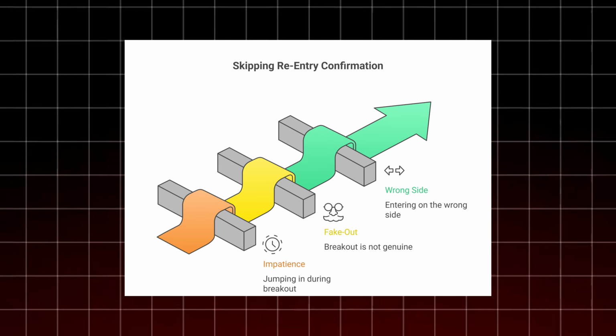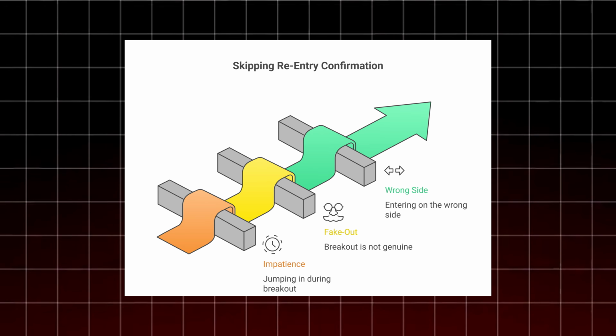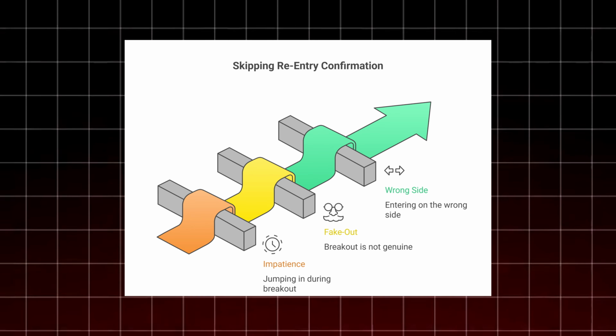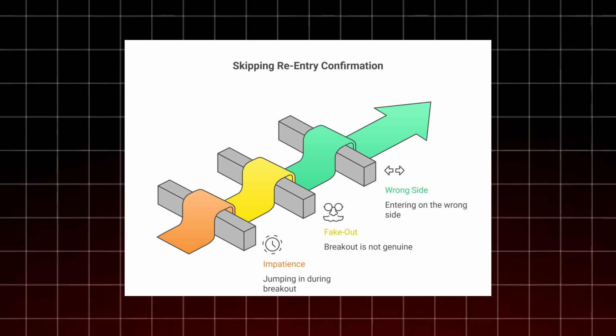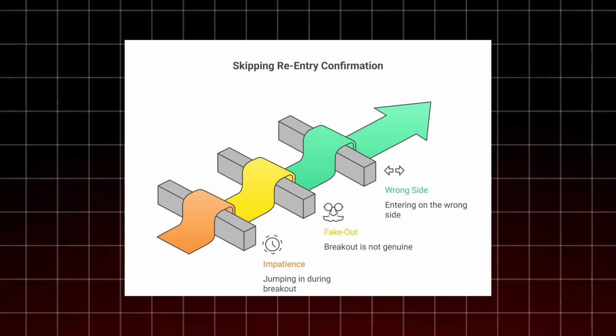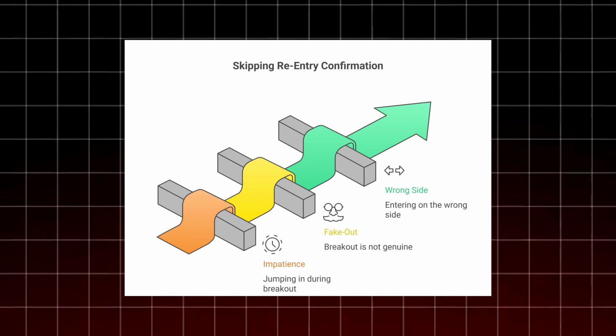The whole logic of this setup is that the breakout was a fake out, and the real move is back to the other direction once the price re-enters the range. If you enter during the breakout, you're on the wrong side of the trade. Wait for both closes, the breakout close and the re-entry close, both of them, every single time.